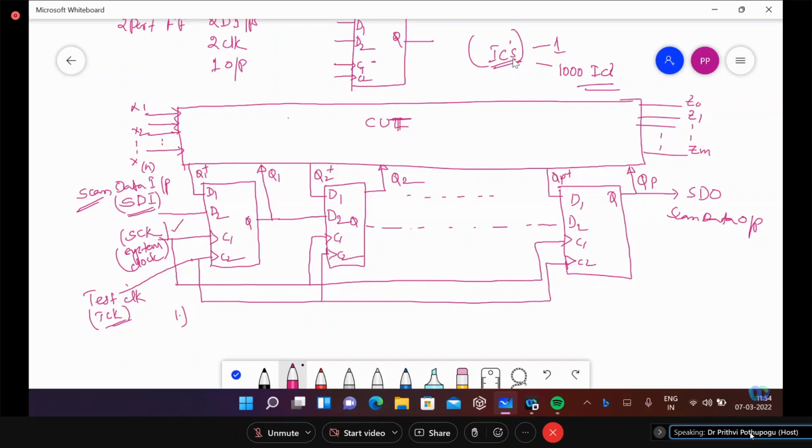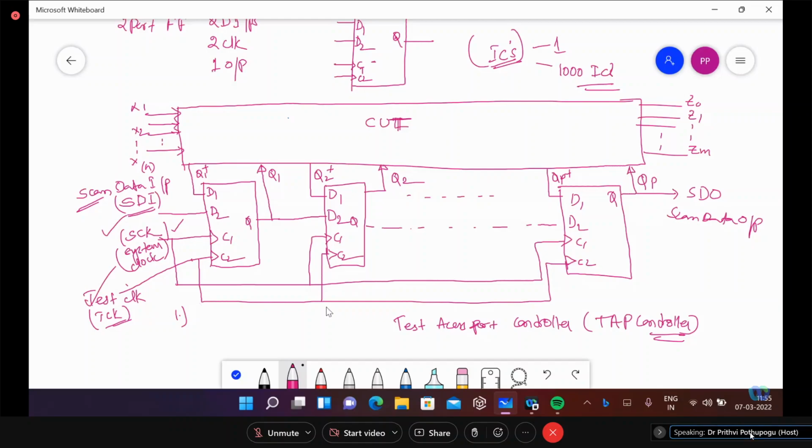Normally plenty of ICs will be placed on the testing platform, and they use a controller that we call the TAP controller. TAP means Test Access Port controller. In short, we call it the TAP controller. Now, this TAP controller will be controlling when to update this clock or that clock.